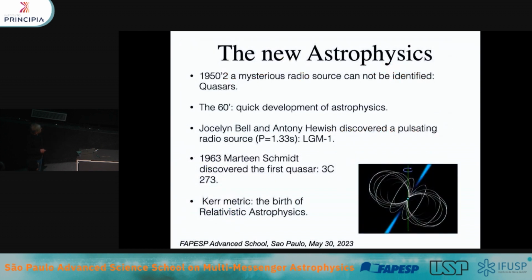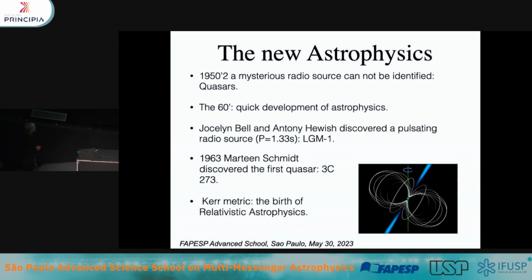And so the interesting point is all this new astrophysics. In the 1950s, the quasars were discovered, and so there was a really very quick development of astrophysics at that time. Jocelyn Bell and Anthony Hewish discovered the first pulsar. They dubbed it Little Green Man, because it was very strange at the time. And this was an extremely important discovery.